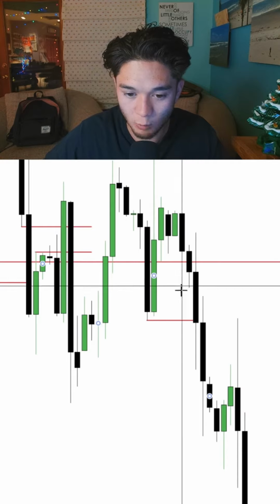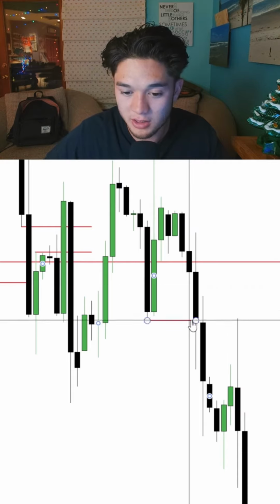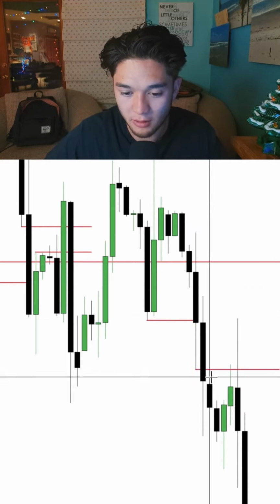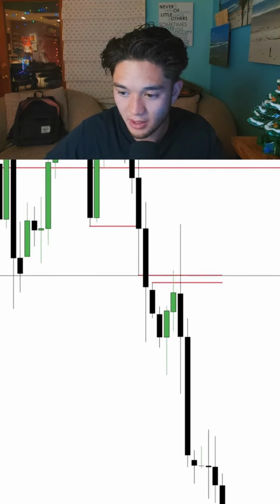And then here, look at this one. This market structure shift. One candle through, closes through. The next candle also continues through stronger. We create a fair value gap here. Price retraces into the fair value gap. And we push down from there.